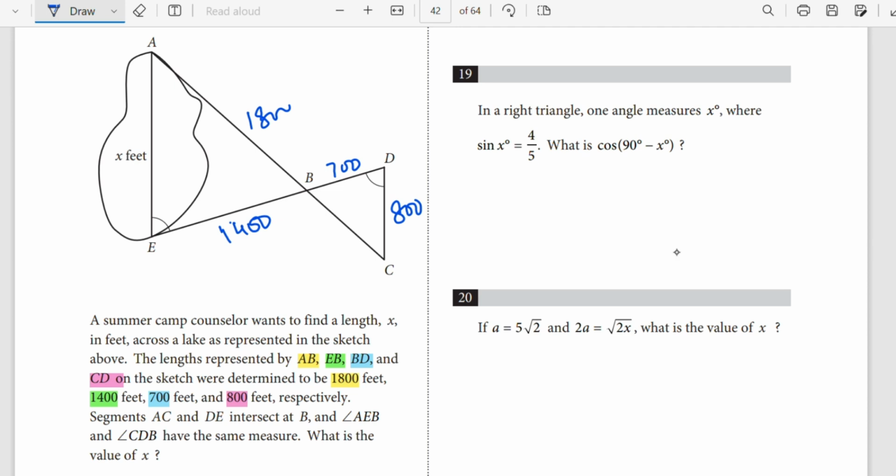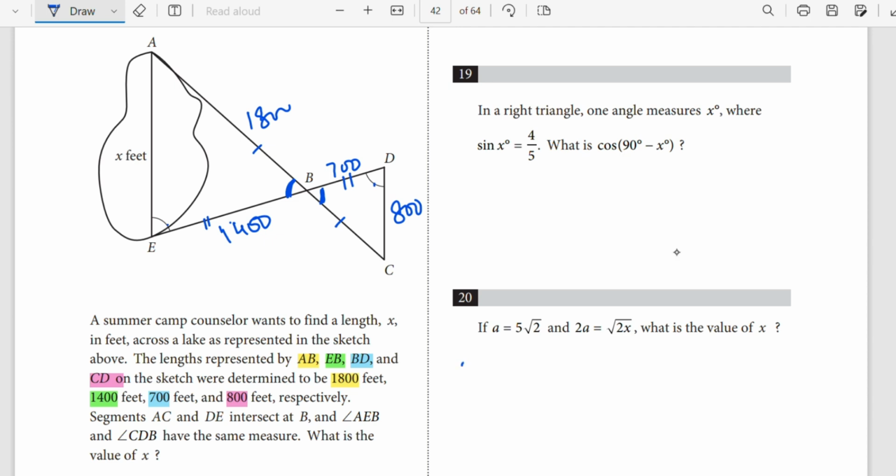This angle is equal to this angle. So this side and this side are in proportion, and this side is also in proportion. And this angle is equal to this angle; these are vertically opposite angles. If two angles of a triangle are equal to two angles of another triangle, these two triangles are similar. When triangles are similar, the corresponding sides are in the same ratio.